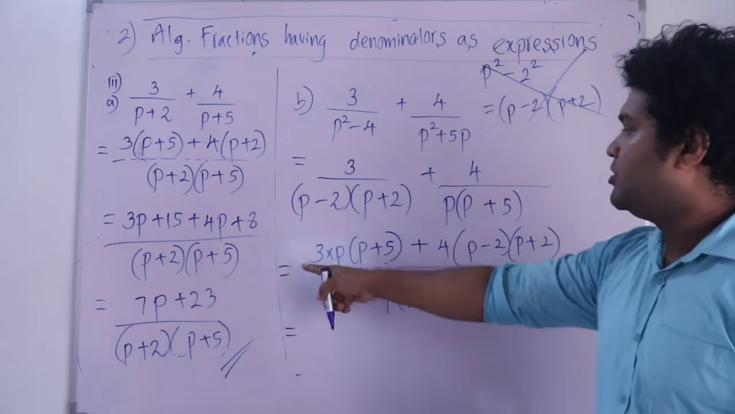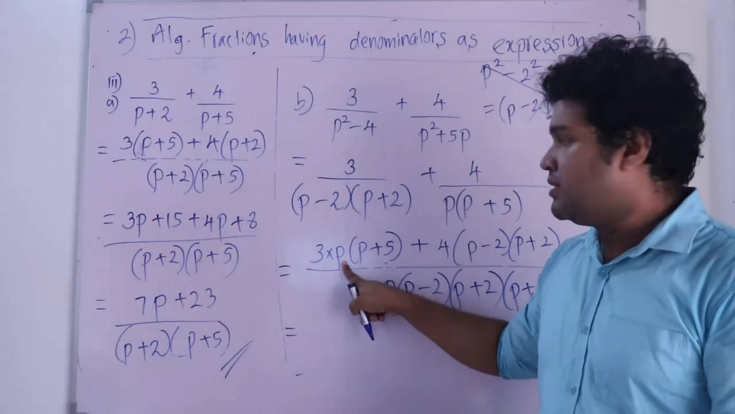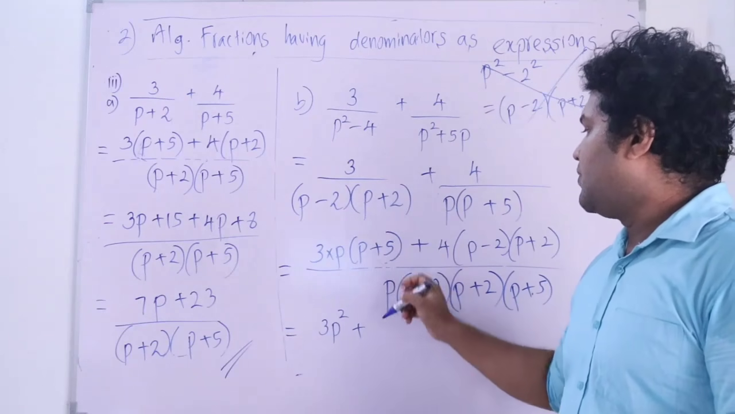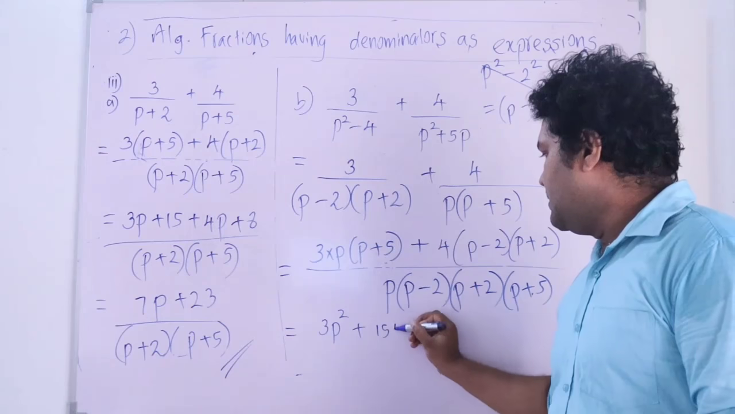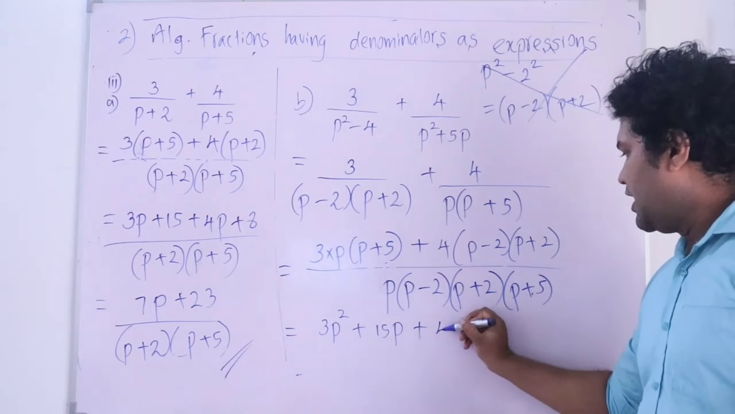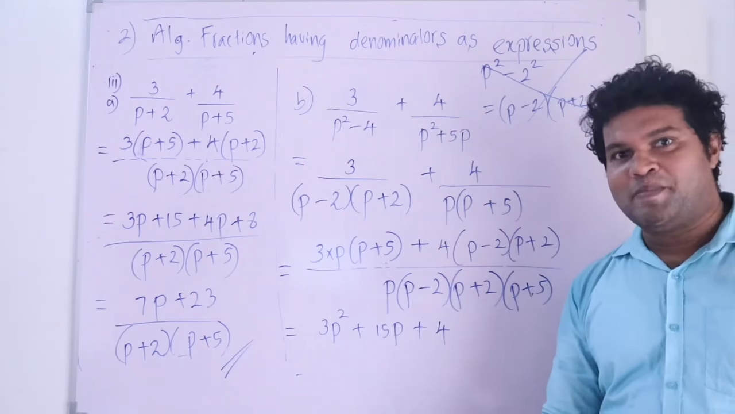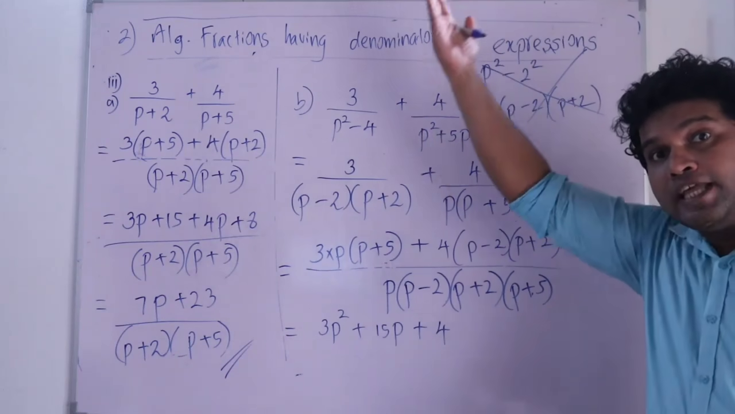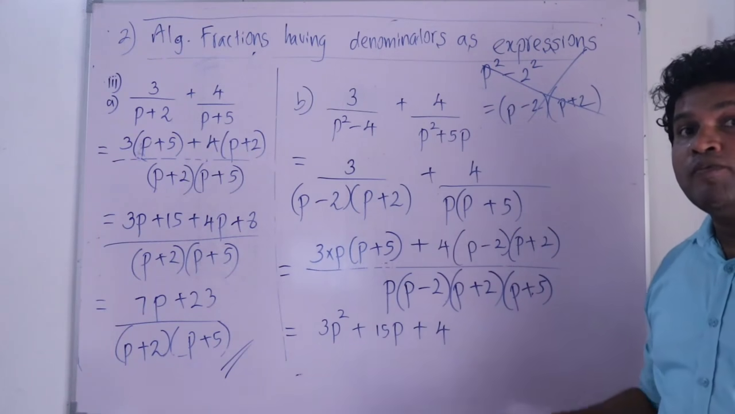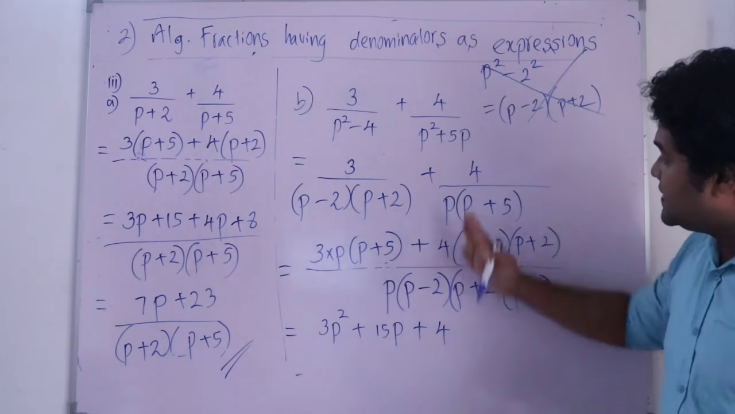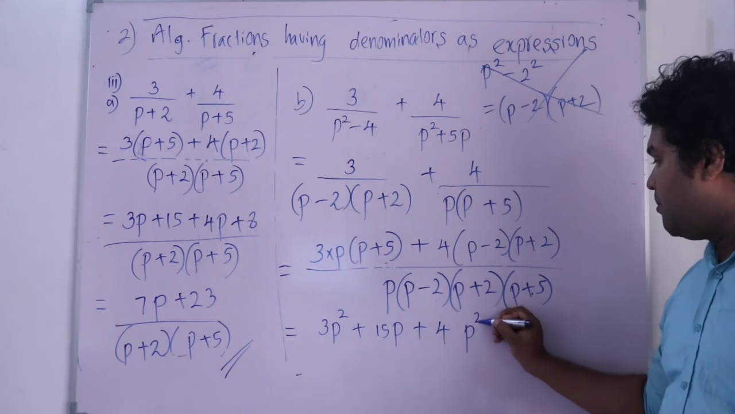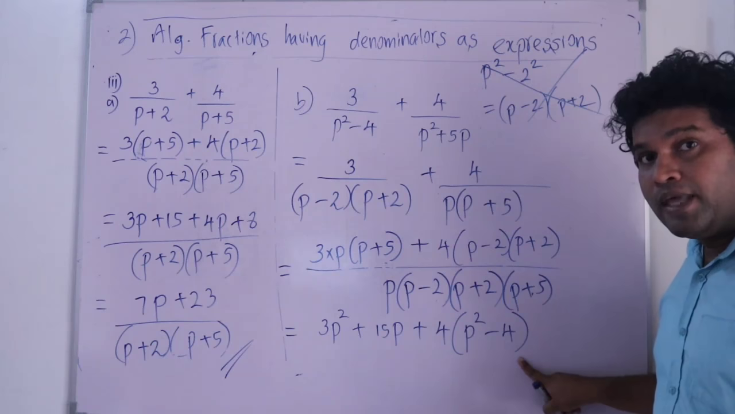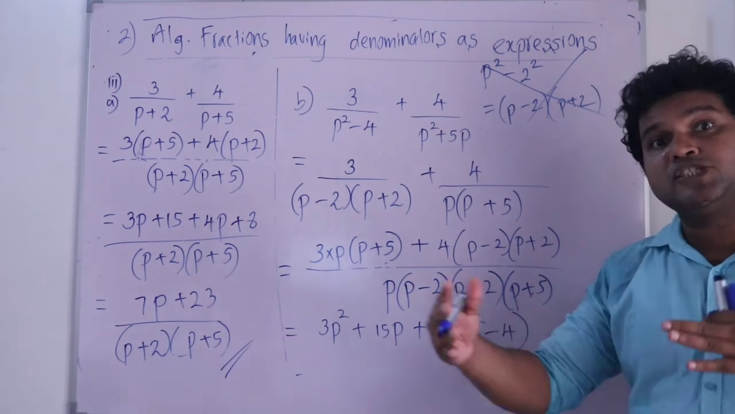Now we have to remove the brackets. This is a single term, 3p. 3p times p, 3p square. 3p times 5, 15p, plus 4 times. You have once again p minus 2, p plus 2. Therefore, you have to reduce this p minus 2, p plus 2. Then vice versa, you have to think back. How? Because this is the answer of the difference of 2 squares. If you go vice versa, it is written p square minus 4. Right? You suppose that? If you have this p square minus 4, you write p minus 2, p plus 2.